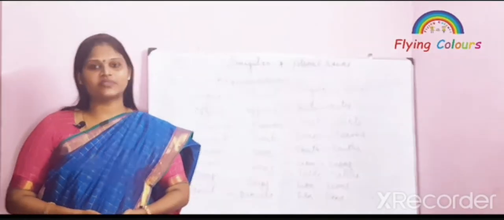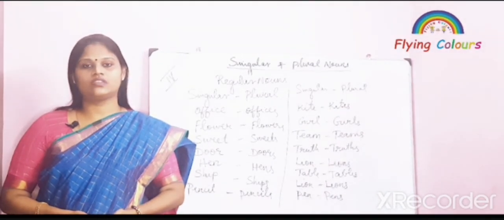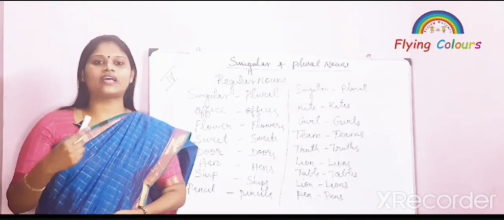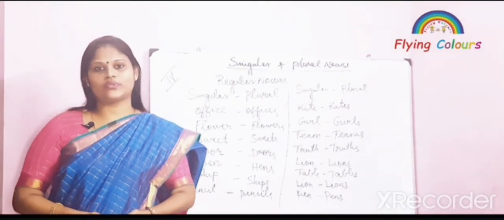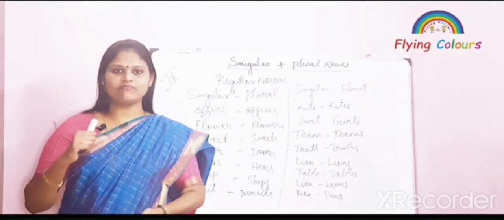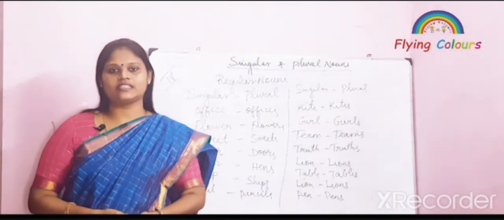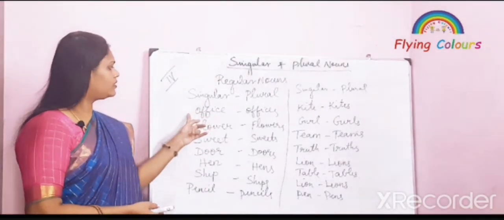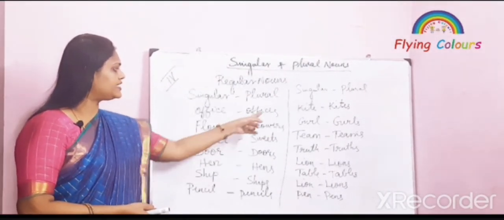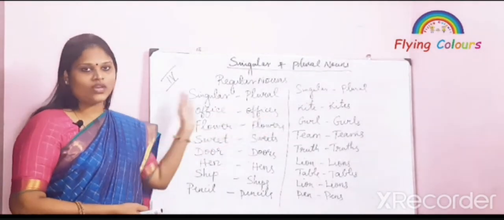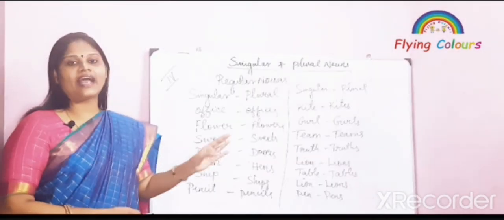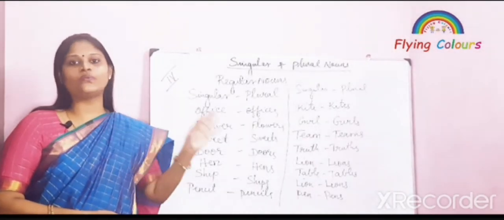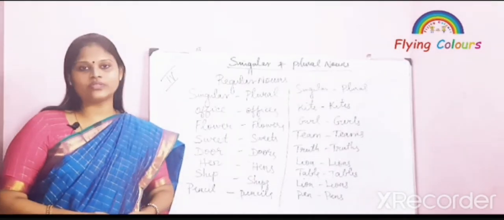Fourth concept is adding S to the regular nouns. For singular nouns, you should add S and make it into plural noun. Regular nouns. For example, the same word will be repeated and you should add only S. That is regular noun. So, for example, office. I have written office, O-F-F-I-C-E, and added S. You have to write the same noun and add S. This is called as regular noun. The same noun will come and at last you need to add S.